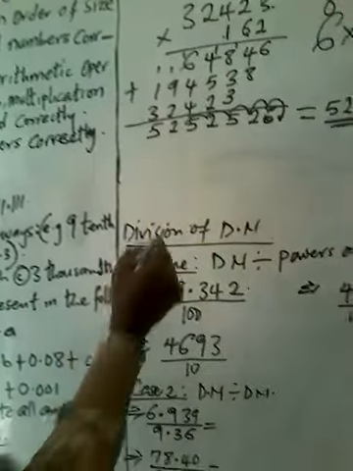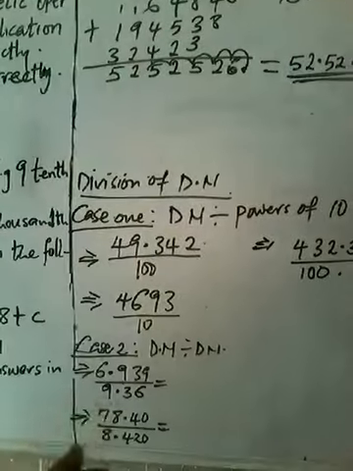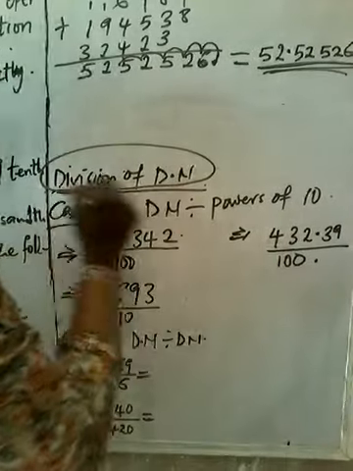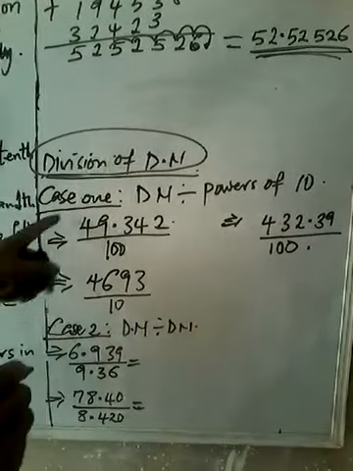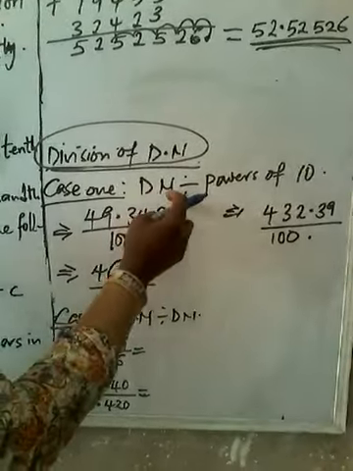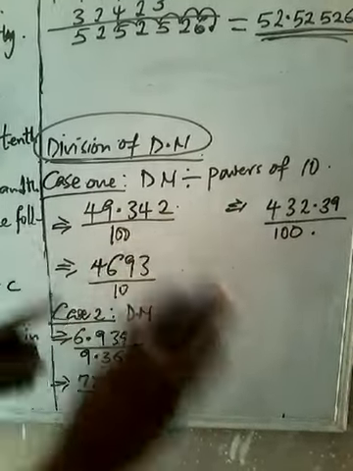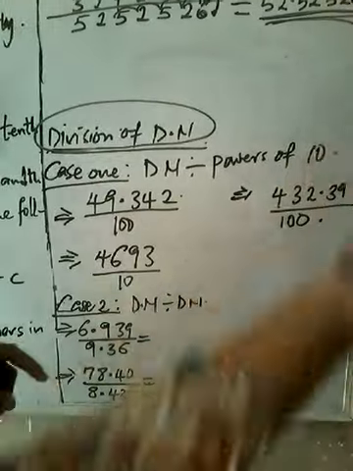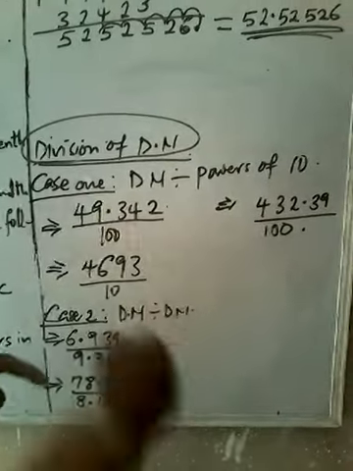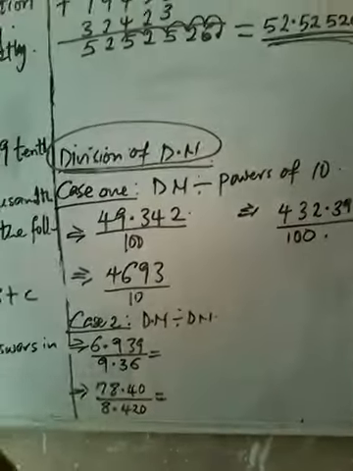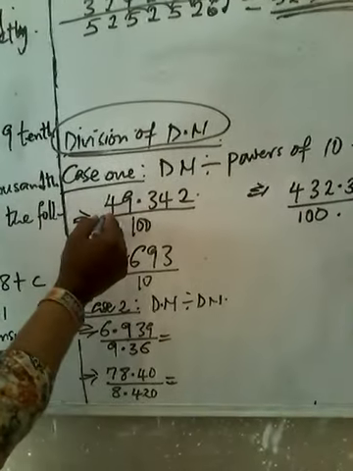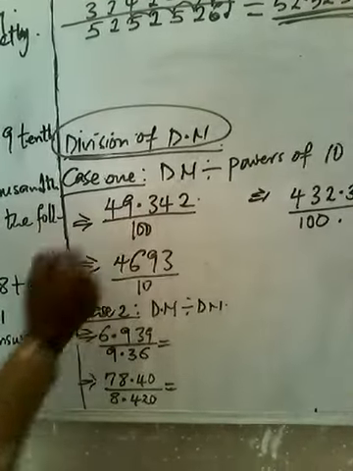Now that will take us to division of decimal numbers. When you are dividing decimal numbers, you can also come across cases. Case 1 will be dividing a decimal number by the powers of 10, and this is the easiest case. Powers of 10, you remember? 10, 100, 1,000, 10,000, 100,000, 1 million, and so on and so forth. The first example: divide 49.342 by 100.